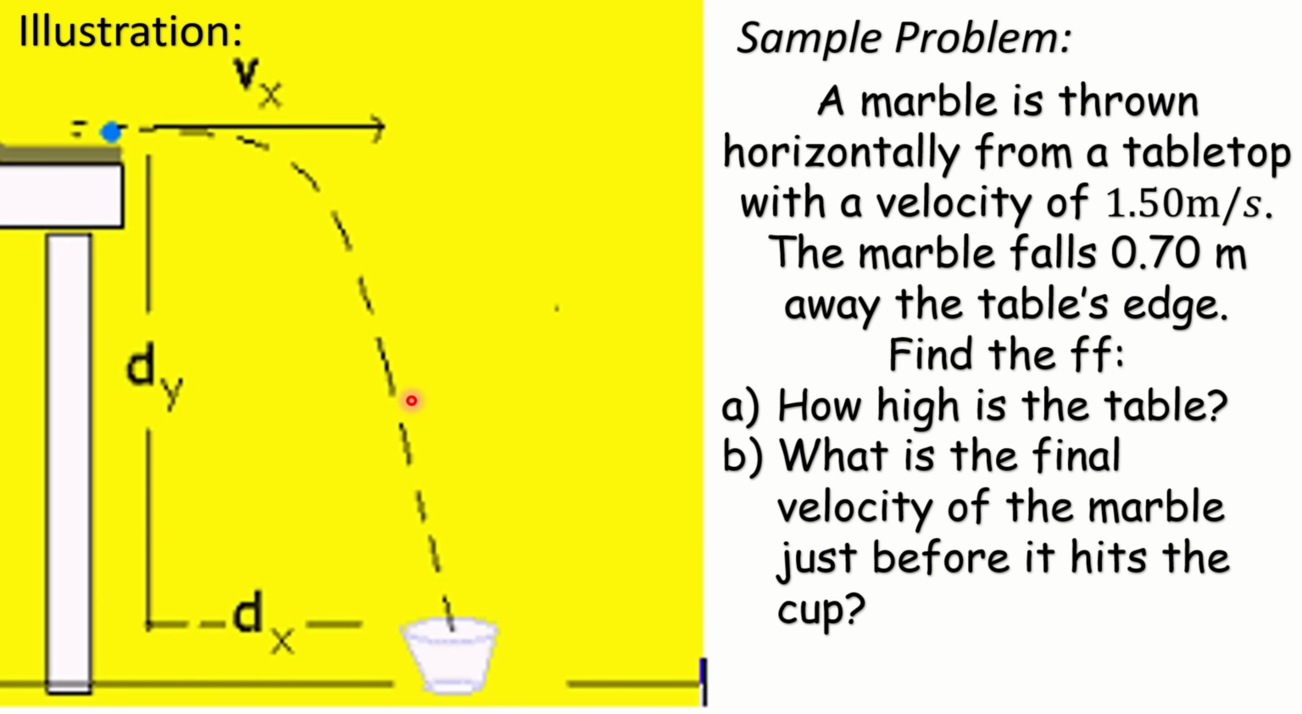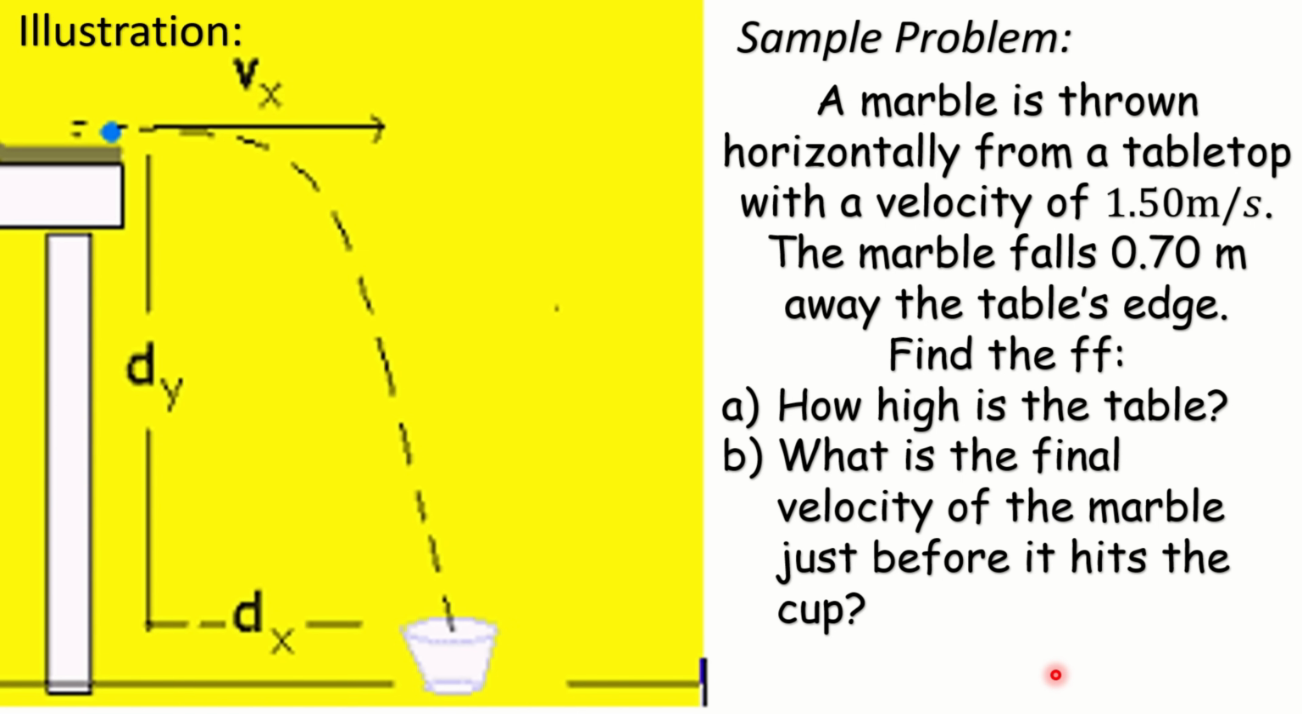A marble is thrown horizontally from a tabletop with a velocity of 1.50 meters per second. The marble falls 0.70 meters away from the table's edge. Find the following: How high is the table, and what is the final velocity of the marble just before it hits the cup? First, let us illustrate the problem.